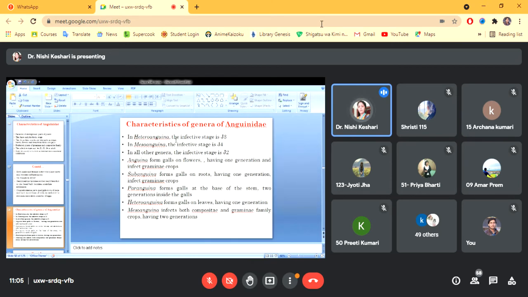Different genera have different characters, like in Heteroinguina the infected stage is J3, in Mesoinguina the infected stage is J4. So this slide is not very important for you people. You just know about the characteristics of endometrium, how they form balls and how they undergo hydrobiotic stage, what are their hosts. Okay.